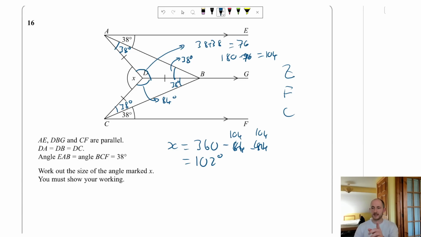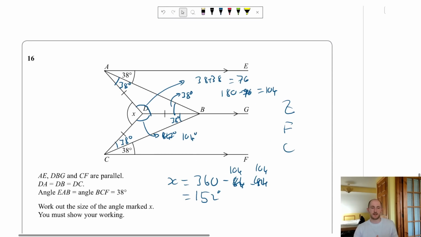So it's 360 minus 208, which gives me 152 degrees. There we go. Not too bad. Not too bad in terms of working out. 3 marks, again, you just have to give your wordings.